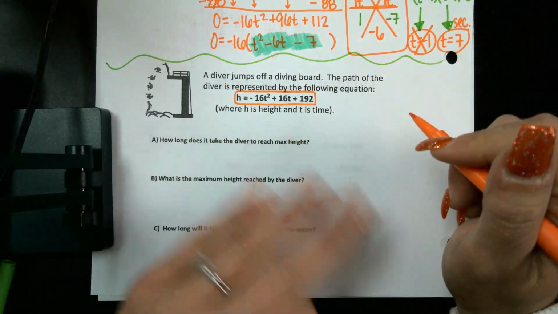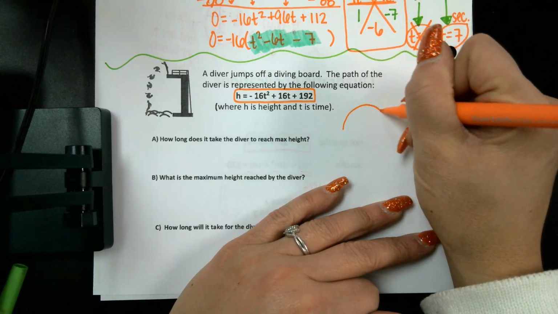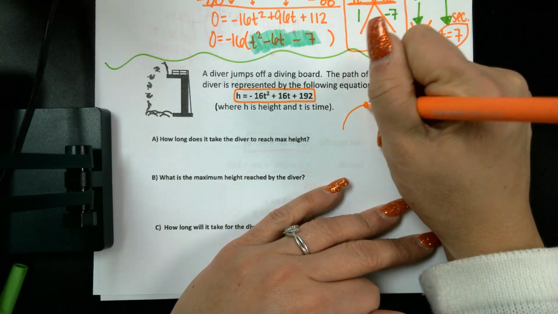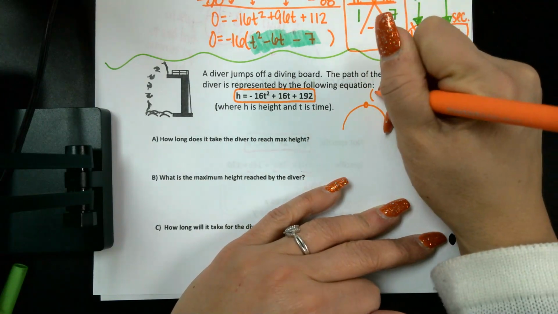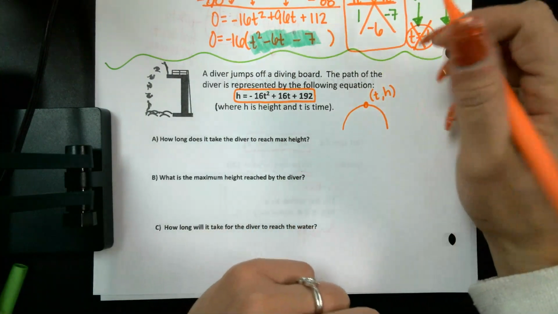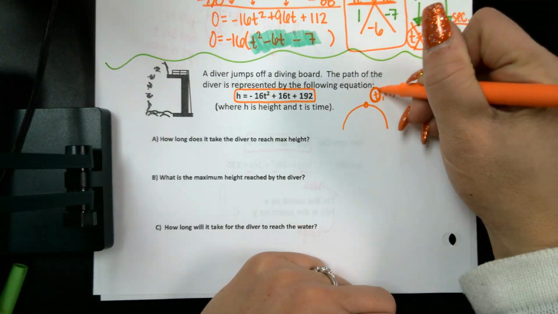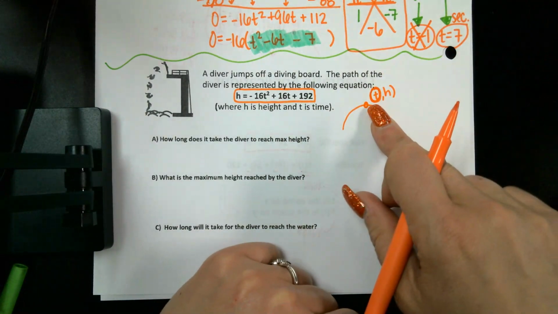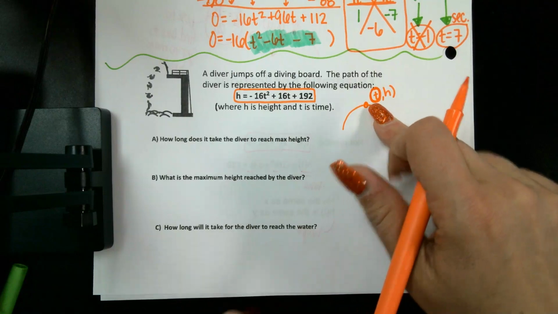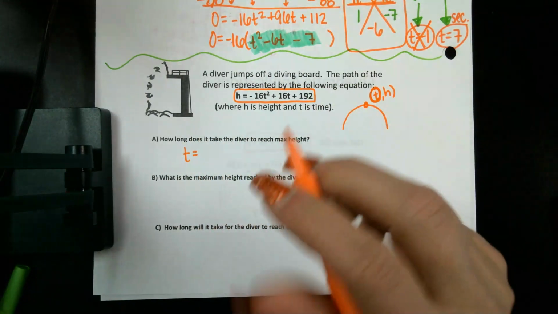First question, how long will it take the diver to reach max height? So again, we're dealing with this, and we have time and height for our vertex. This is what we are solving for in part A. So if we are finding the x coordinate of our vertex, that is when you guys use what formula?